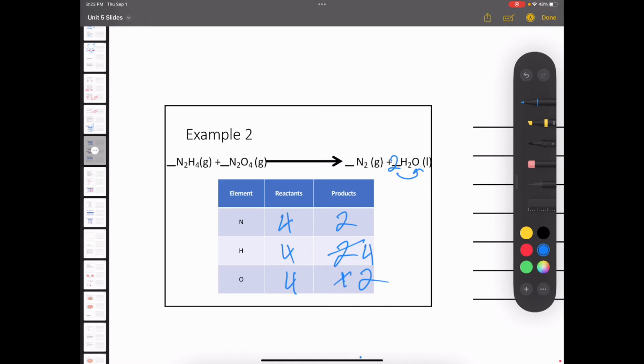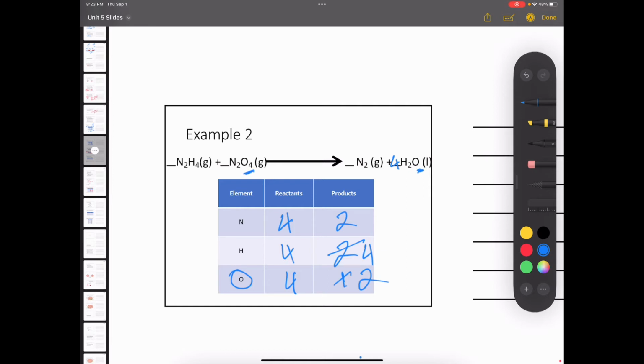Okay? So now if I come here and I try to balance the oxygen, and I have 4 on the reactant side and I have 2 on the product side, I'm still short 2 atoms of oxygen on the product side. So what I need to do, unfortunately, is update this 2 that I just added, the coefficient of 2, and this must be a 4 in order for the oxygen to balance the count of oxygen on the reactant side.